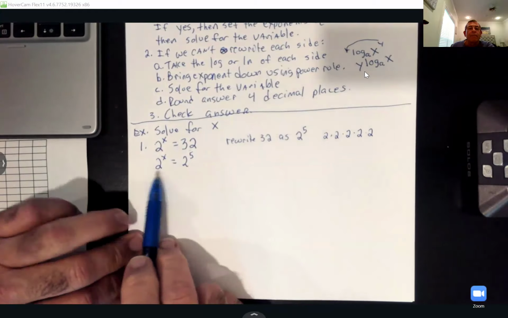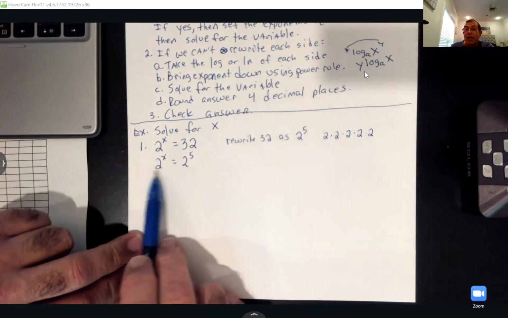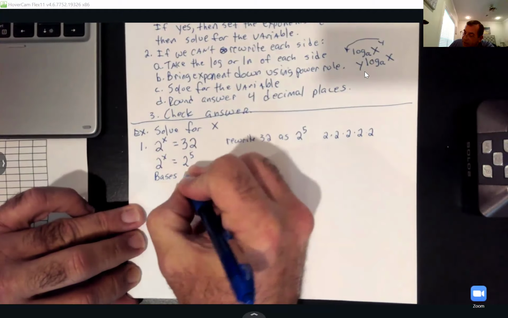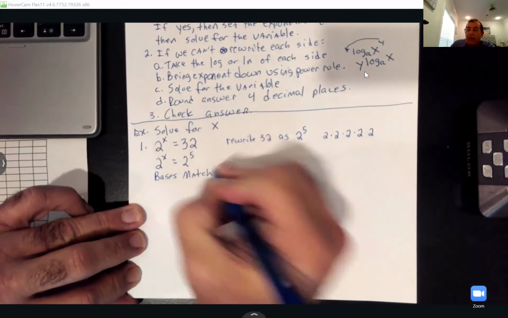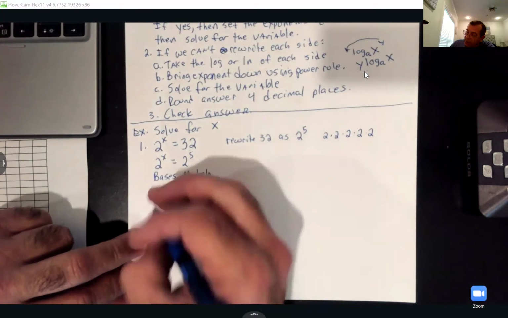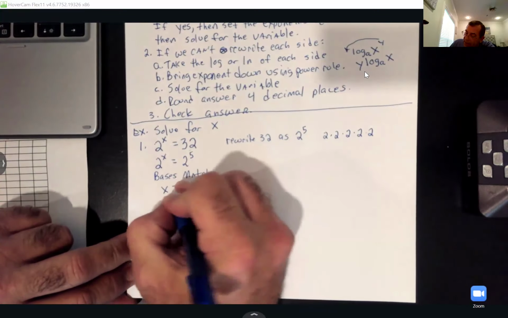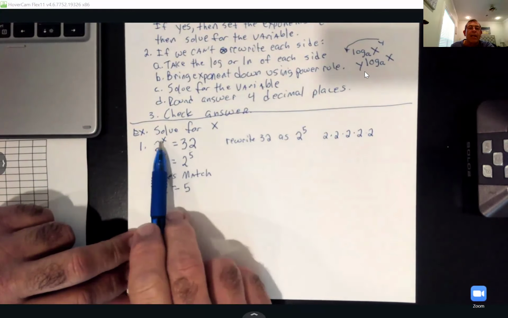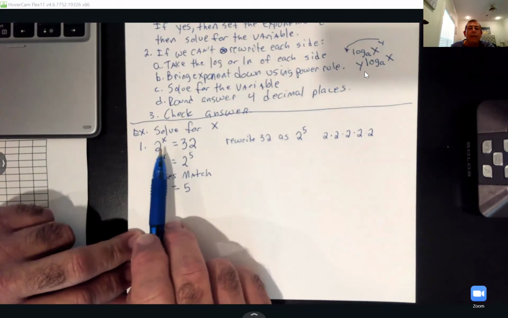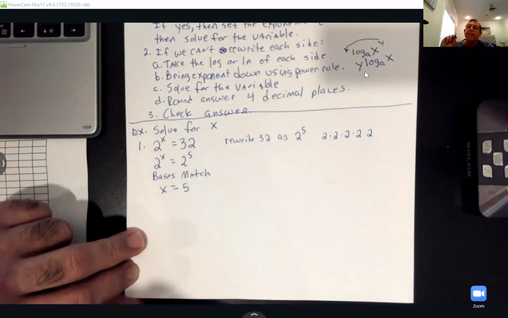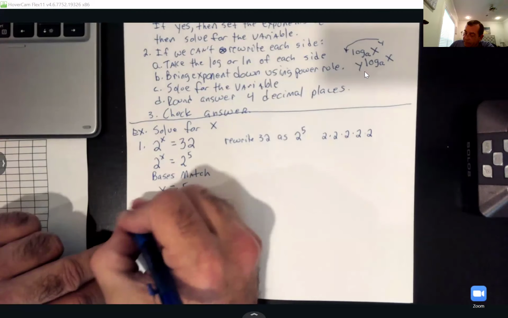But look here, my bases match up. So since the bases match, that means the exponents are equal. So y'all, that means x has to equal 5. So if I check it and put a 5 in for the x, 2 to the 5th power equals 32 is a true statement, okay?